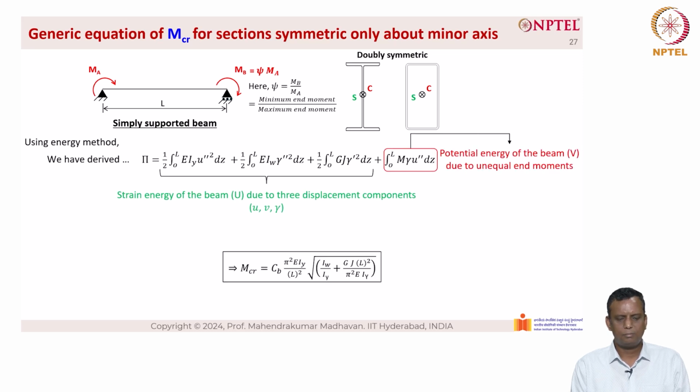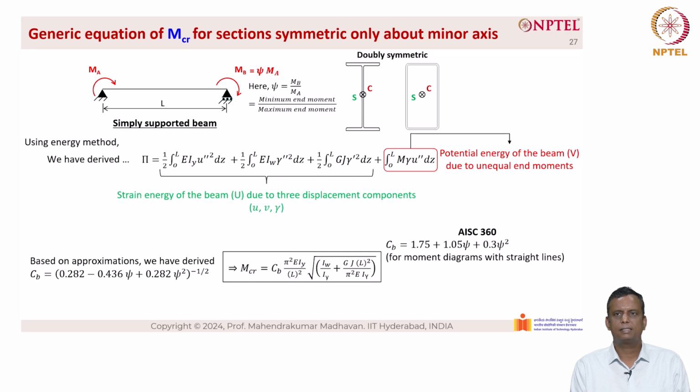Now, we have the term MCR equal to C sub B into pi square EIY divided by L square into root of IW by IY plus GJ into L square by pi square EIY. This is the corresponding M critical for the equation above, where CB is based on the approximations we have derived previously, which is equal to 0.282 minus 0.436 psi plus 0.282 psi square, the whole power minus half.